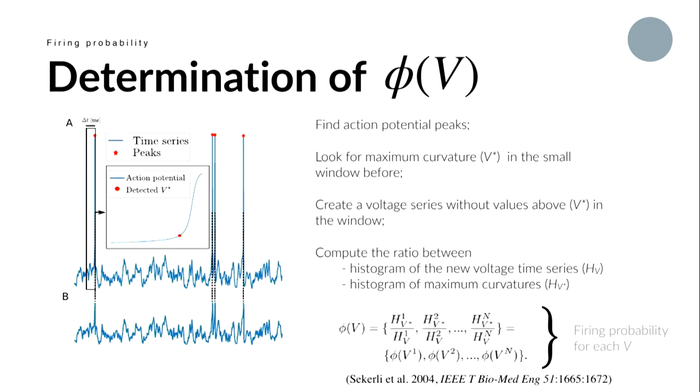So you hold that in one hand, and in another hand, you create a voltage series with those windows, but without all values above V star. So one with the V stars and another with all those windows, and you create histograms. One with those new voltage series without the values above V star, and another with all the values of the curvatures. So if you compute the ratio between those histograms, you have a varying probability of this phi of V.